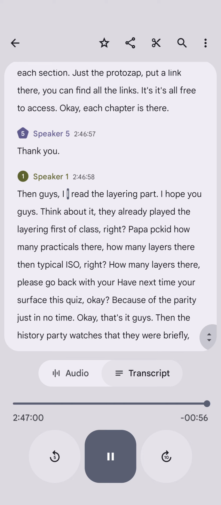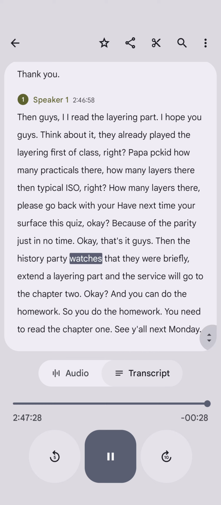Then, guys, read the layering part. I hope you think about it. We already covered layering in the first class, right? Talk about TCP/IP, how many protocols there, how many layers there. Then the typical OSI, right? How many layers there? Please go back and read those chapters. Next time you will start with a quiz, okay? Because today we just have no time. Okay? That's it, guys. Then the history part, you watch it.